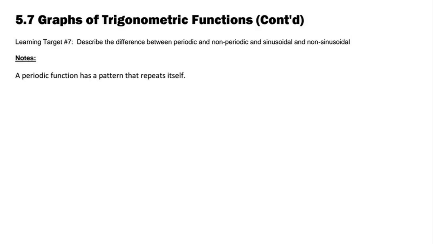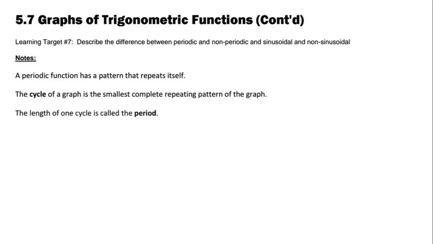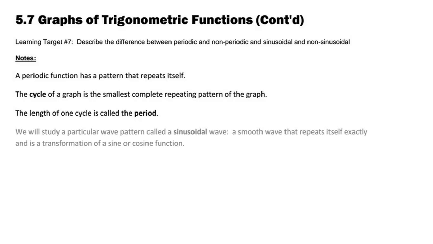Note, a periodic function is a pattern that repeats itself, so it has to repeat itself exactly. The cycle of the graph, and really that's the way you know if it's periodic, is that it does have a cycle. It's the smallest complete repeating pattern of the graph. So it's a complete repeating pattern. The length of a cycle is called a period. If you can't determine what the period is, it's probably not periodic.